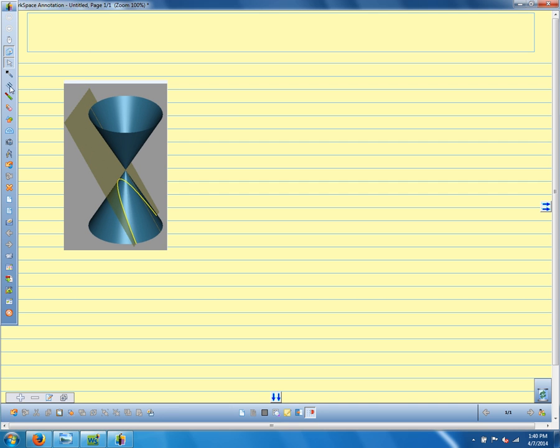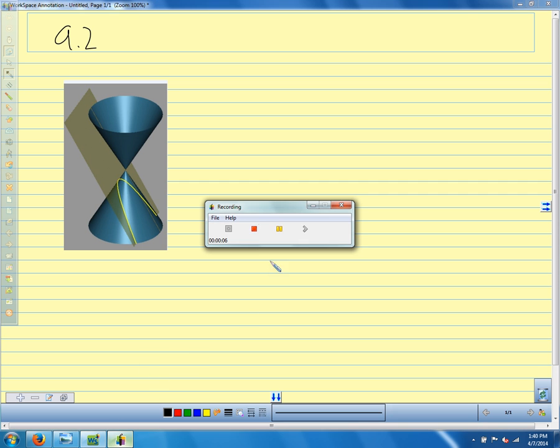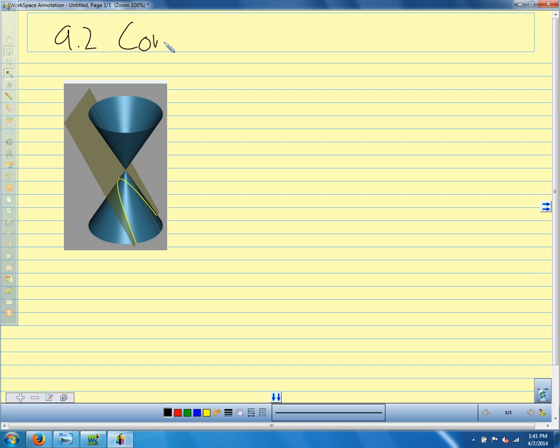Okay, so I forgot to mention, let me stop this here really quick. Conic sections, parabolas.